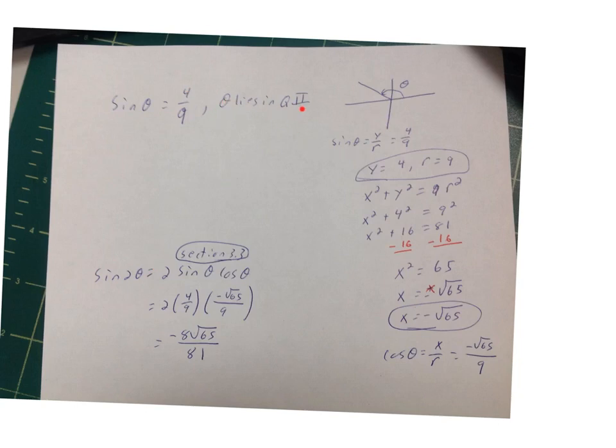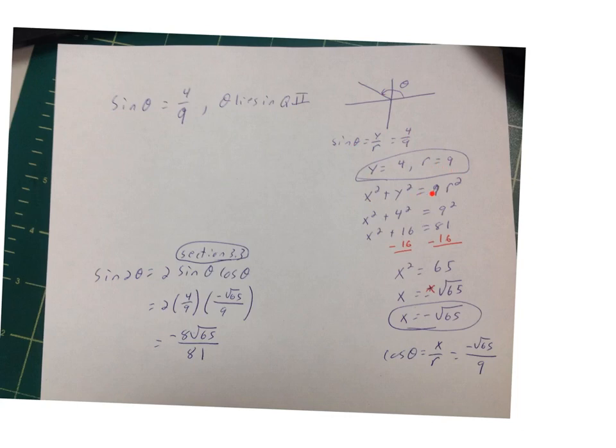Theta lies in quadrant 2, so I draw a Cartesian coordinate system with the angle's terminal side in quadrant 2. We know the sine of theta equals 4/9. By our second definition of the trig functions, sine of theta is y over r, which is 4/9, so y is 4 and r is 9. Y is positive because we're in quadrant 2, and r is always positive.